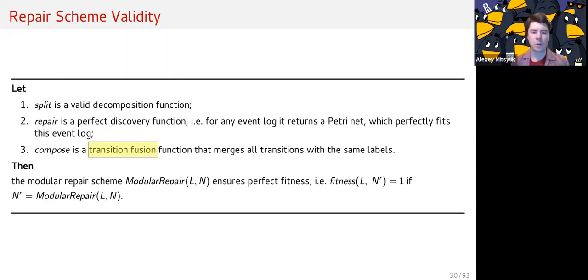Then we decompose the initial model. Each transition with a unique label is split between different fragments, and then we just fuse all these transitions with the same name, and so, without any glue, compose the final model.